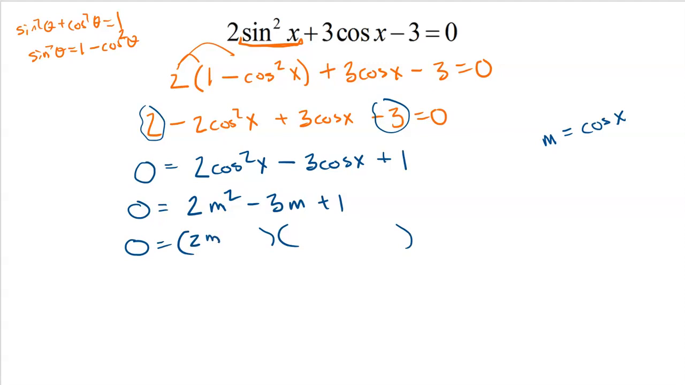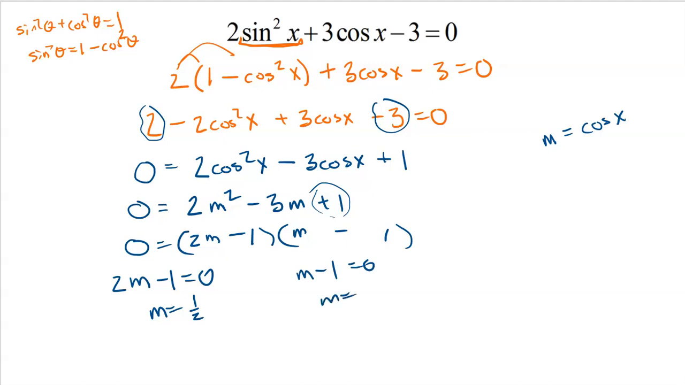So 2m squared could be broken apart by 2m times m. 1 could be broken apart as 1 times 1. And let's see here, if I make them both negative, this is good. So if I make them both negative, on the last term, I get -1 times -1, which is the +1 right here. But on the outside, I get -2m. Inside -1m, that's going to generate the -3m in the middle. So using the zero product property, 2m minus 1 equals 0, which means m equals 1/2. Or m minus 1 equals 0, which means m equals 1.